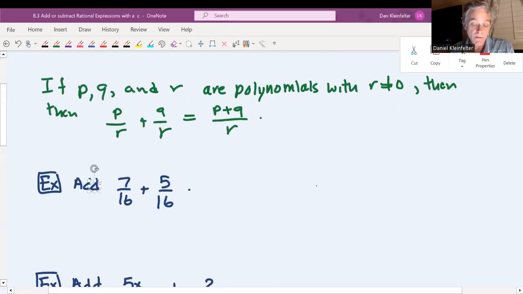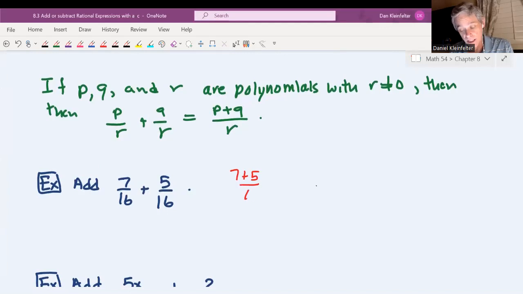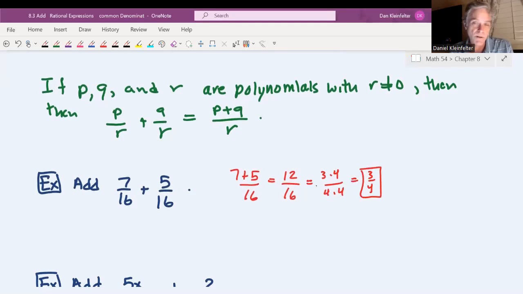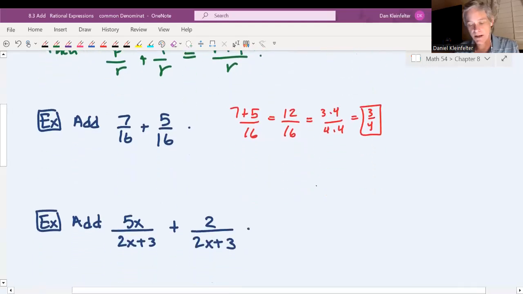So let's try one with just numbers in it. We have 7/16 plus 5/16. That is going to be 7 plus 5 over 16. So I've kept the 16 in the bottom and added the tops. 7 plus 5 is 12, so 12/16. Don't forget when you're doing addition and subtraction of fractions to always simplify whenever you can. Here, 12/16 is going to simplify into 3/4. Okay, and that's how that goes. Add the numerators, keep the same denominator.